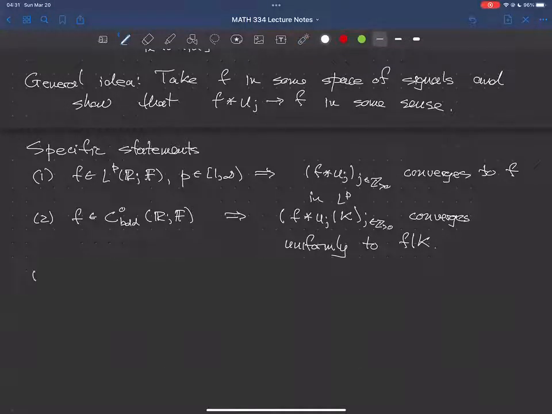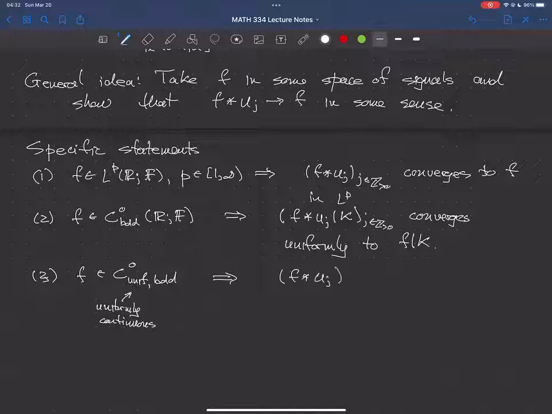So let's state that. Let me denote uniformly continuous functions by C_0 uniform, but I still need them to be bounded. Okay, so this means uniformly continuous. So if f is uniformly continuous and bounded, then you get the thing that you expected to get, or that you maybe hoped for.